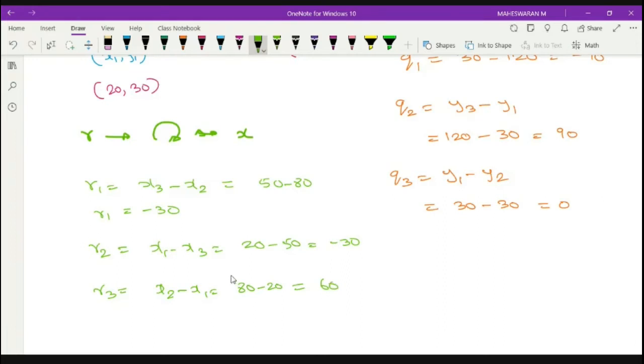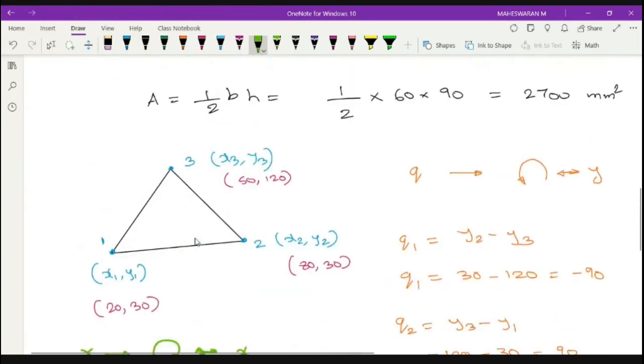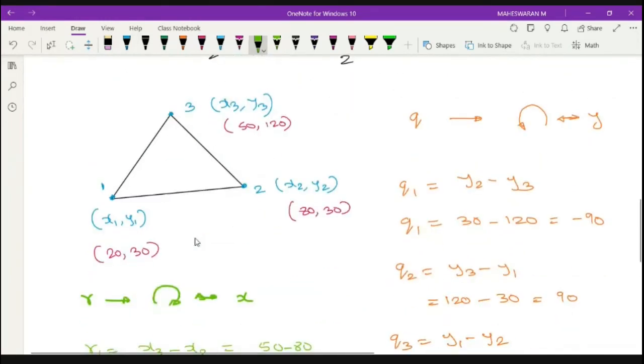Any doubt in this, finding out your Q and R? Any clarification?